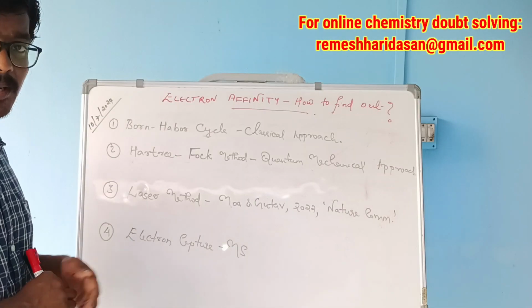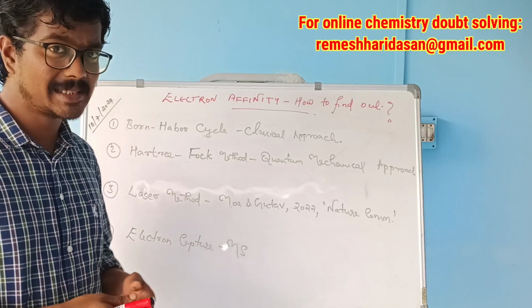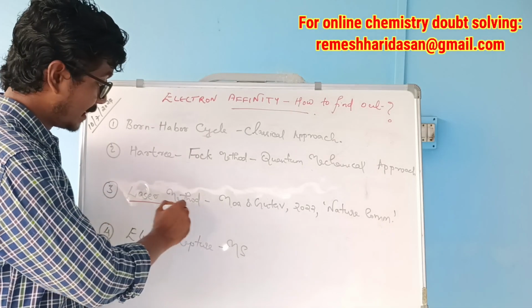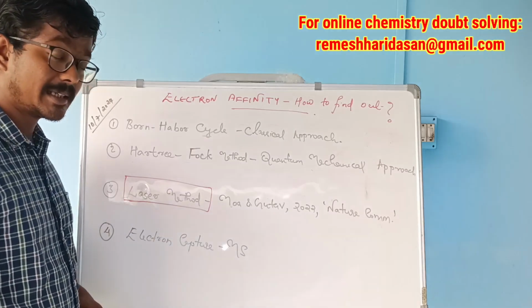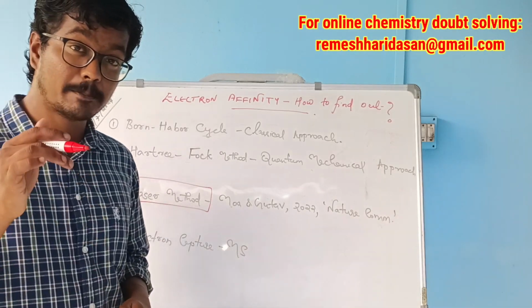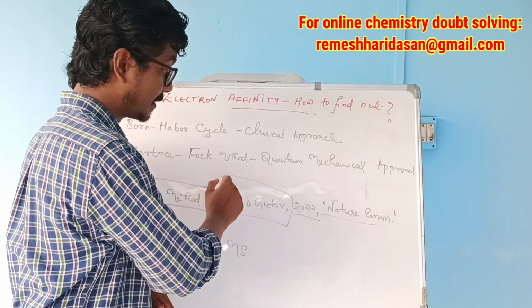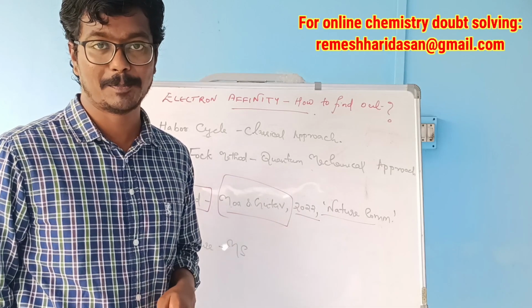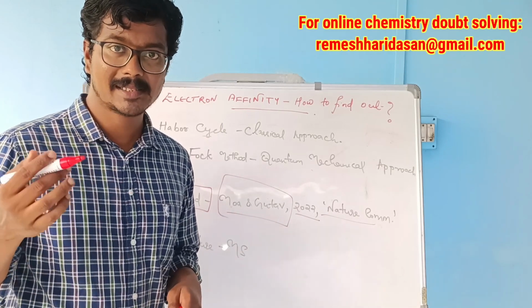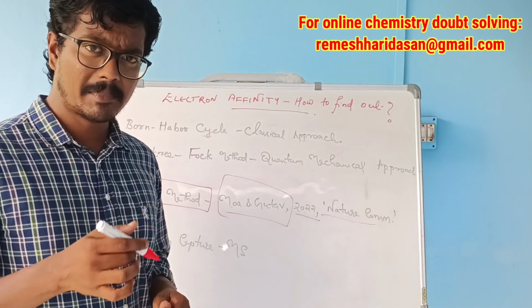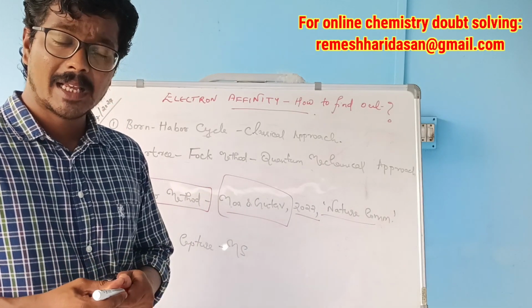The last two are experimental methods. The laser method, I'm going to explain it. This laser method for the determination of electron affinity was published in Nature Communications in 2022 by Swedish scientists Moa and Gustav. Both are young scientists. They have discovered a method, a laser method.